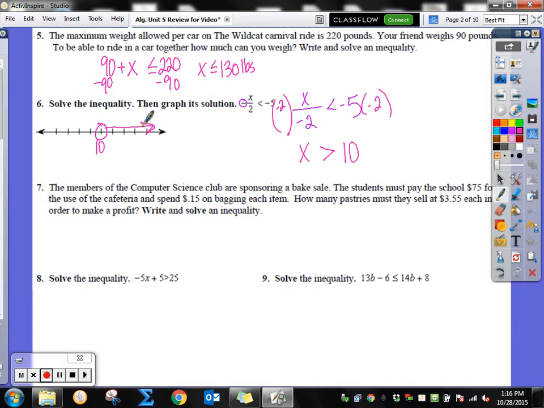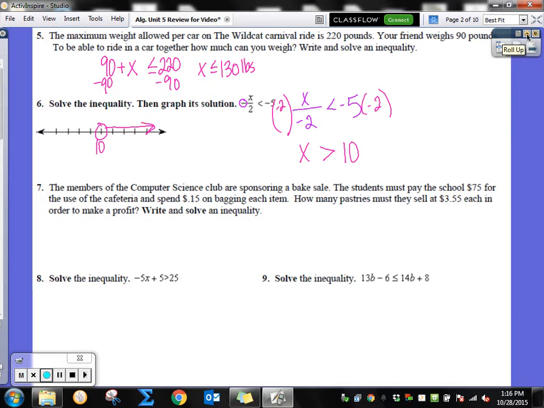Members of the Computer Science Club are sponsoring a bake sale. The students must pay the school $75 for the use of the cafeteria and spend 15 cents on bagging each item. How many pastries must they sell at $3.55 in order to make a profit? So the easiest way to do this is to think about it as our profit needs to be greater than our total cost. So we want our profit to be more than our cost.